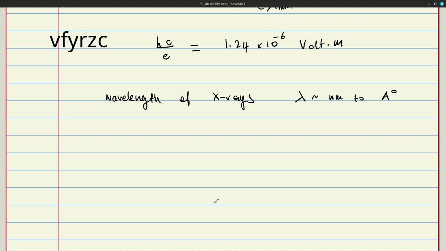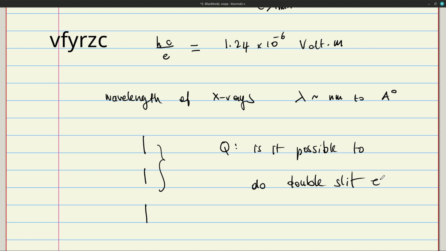And with green light, which is visible, we can do a double slit experiment, right? Because we can easily manufacture a double slit which is on the order of 500 nanometers, which is, if you want, a little bit below the order of a human hair. But my question is, okay, here's the question: is it possible to perform or do a double slit experiment with X-rays?